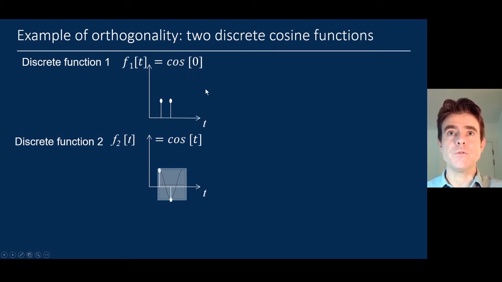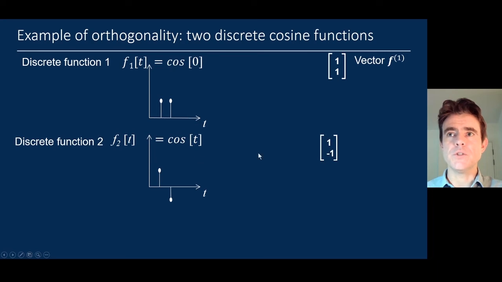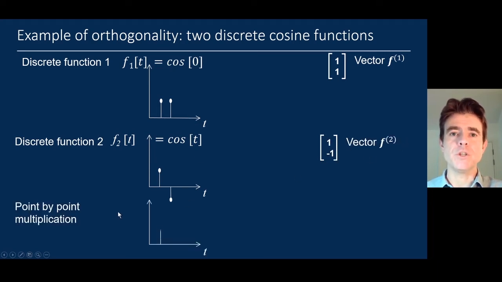So cos of 0 for the first function, cos of t, or some multiplication in front of the t, is just a cosine function for f2. And so this one is 1, 1. This one is 1, minus 1. That's vector f2. If we do point by point multiplication, we get 1 times 1 is 1. 1 times minus 1 is minus 1. So therefore, our product of the 2 vectors, the element by element product, is 1, minus 1.